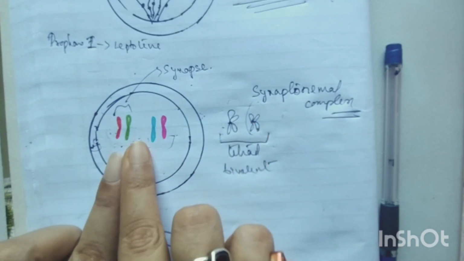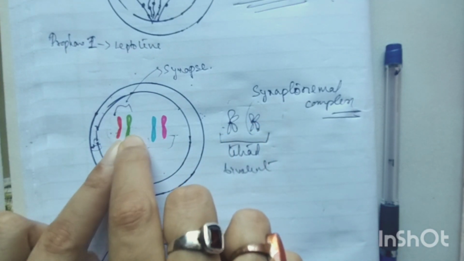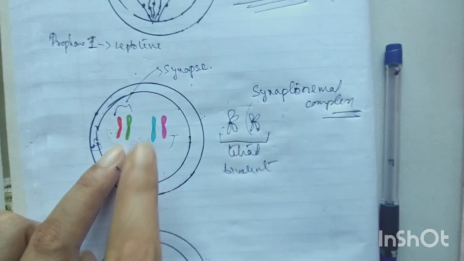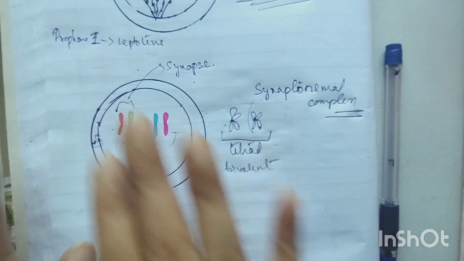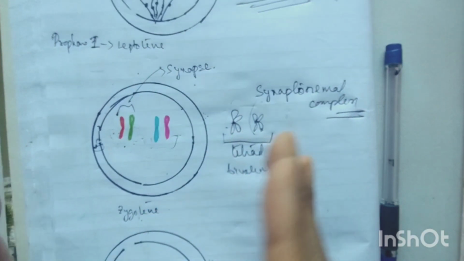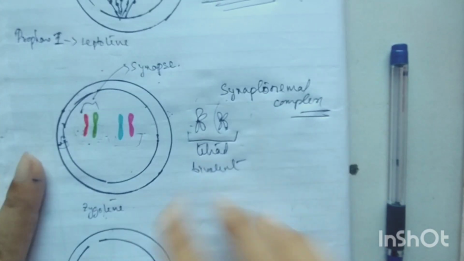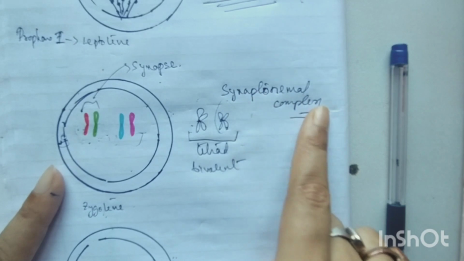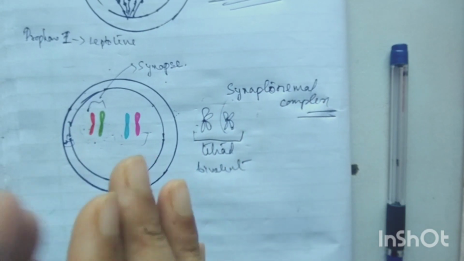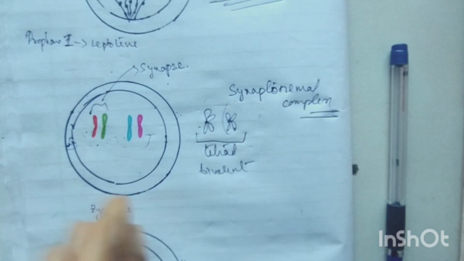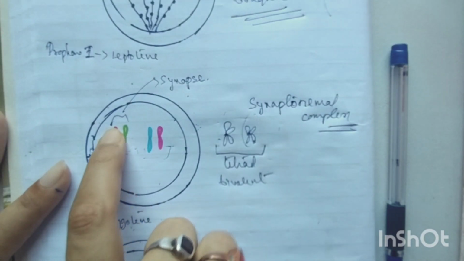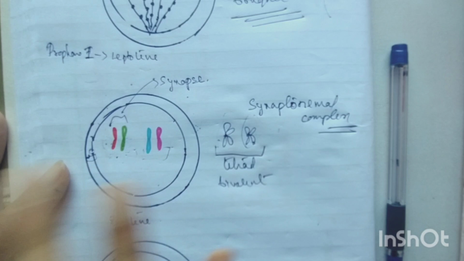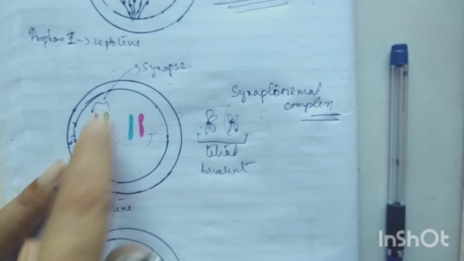They will come together and form a pair. This is called synapsis. And then, to hold the pair together, there is a complex called the synaptonemal complex to hold these homologous chromosomes together. And now here we can see that there is only a single strand of chromatid, but is it actually this? No.